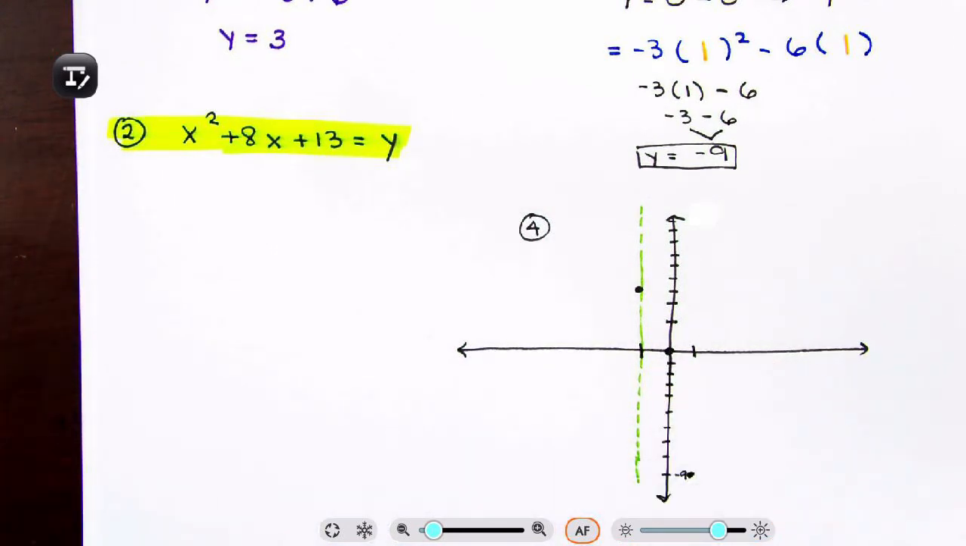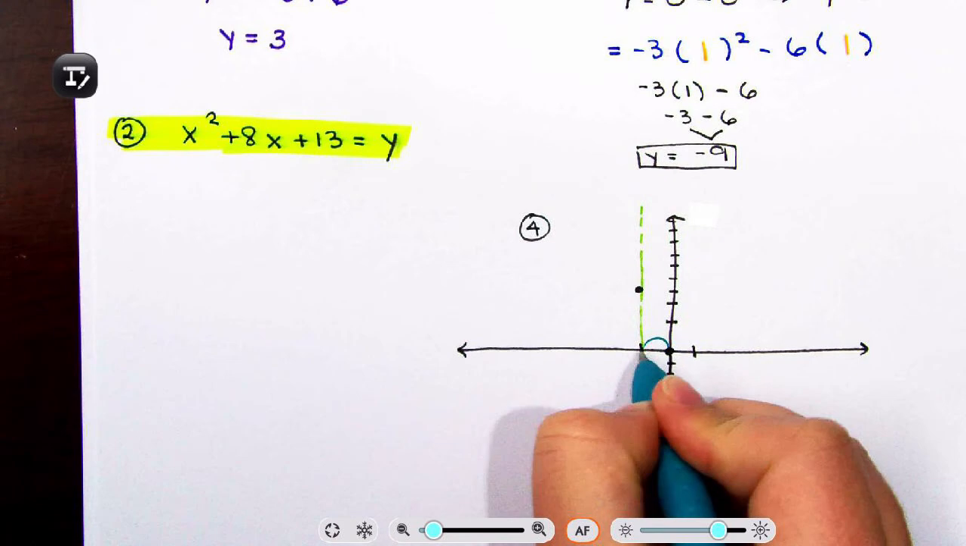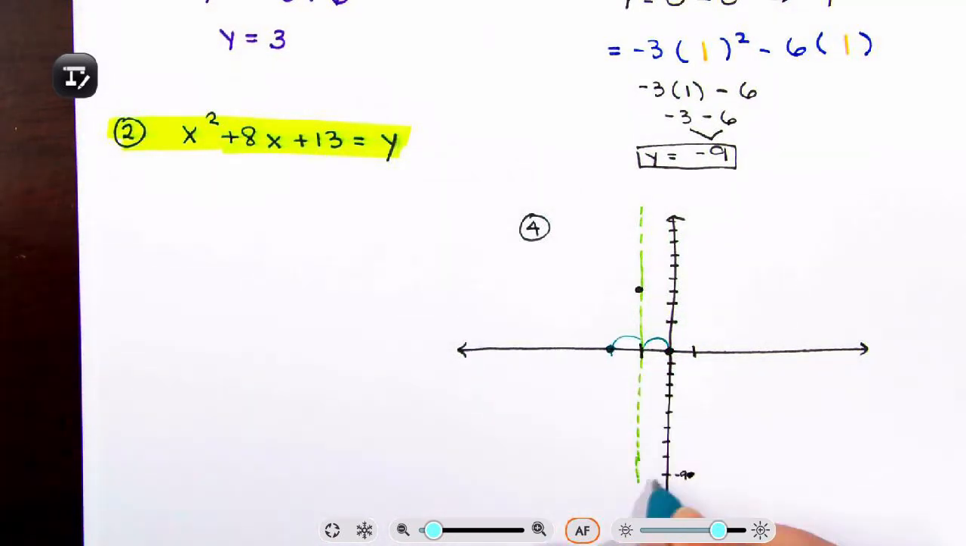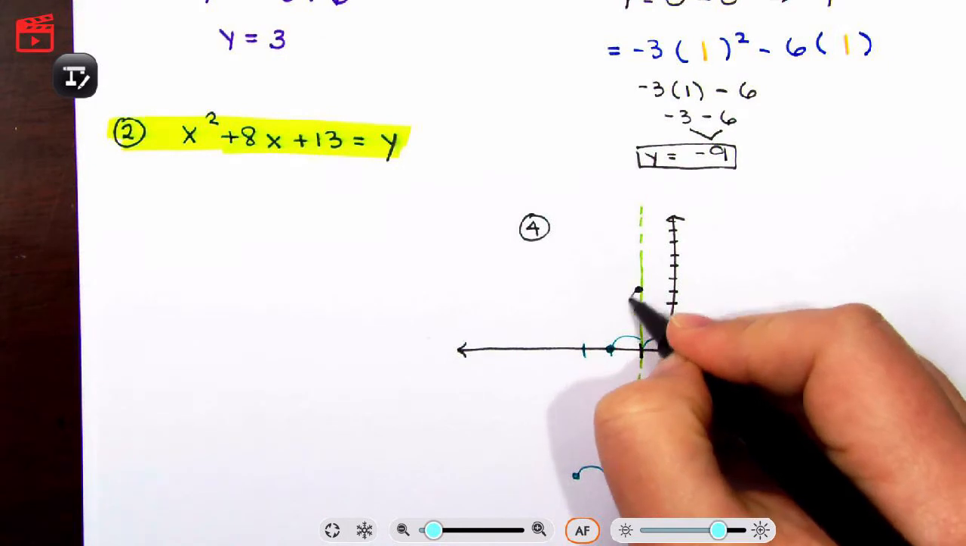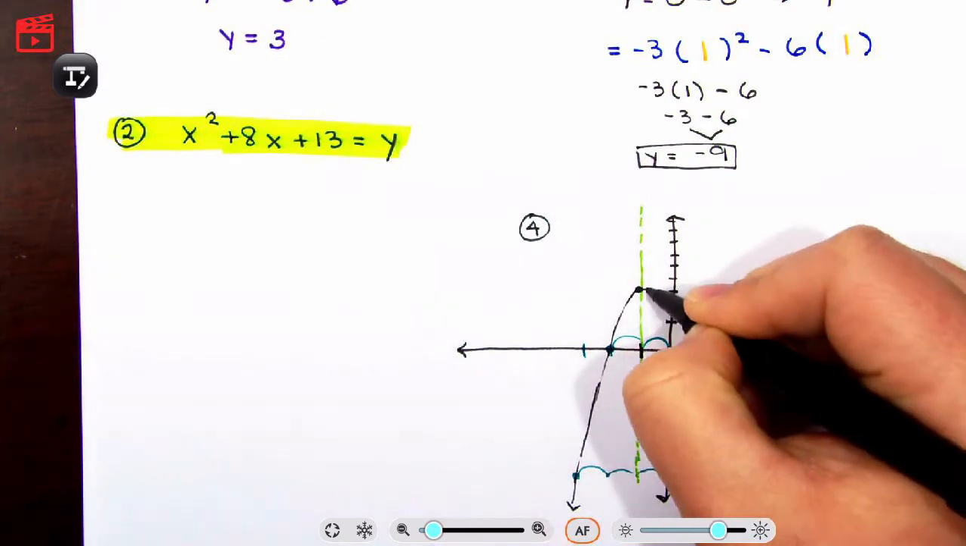So now I'm going to reflect my points across the line of symmetry. So what that does is if you see a 1 jump to the right, you're going to do a 1 jump to the left. If you have 2 jumps, so 1, 2 jumps to the right, we're going to do 1, 2 jumps to the left. And so you should end up having points on the right side and on the left side of your axis of symmetry, and then you can just connect them down, making a U.